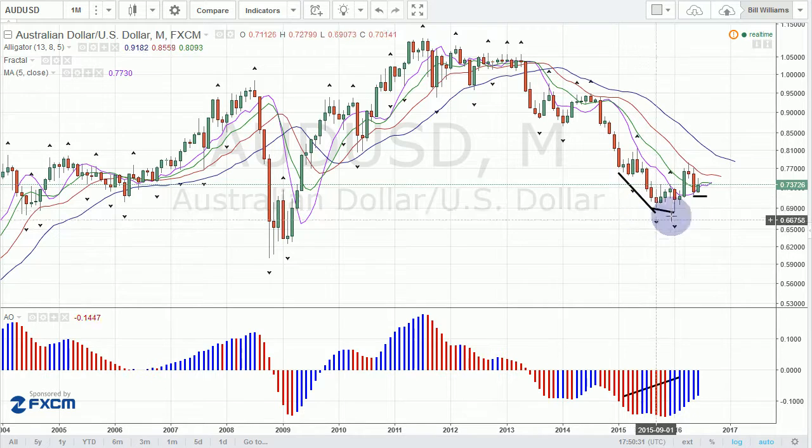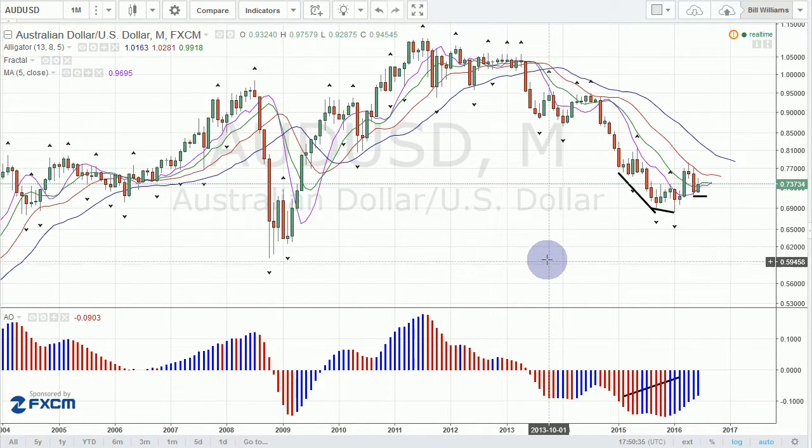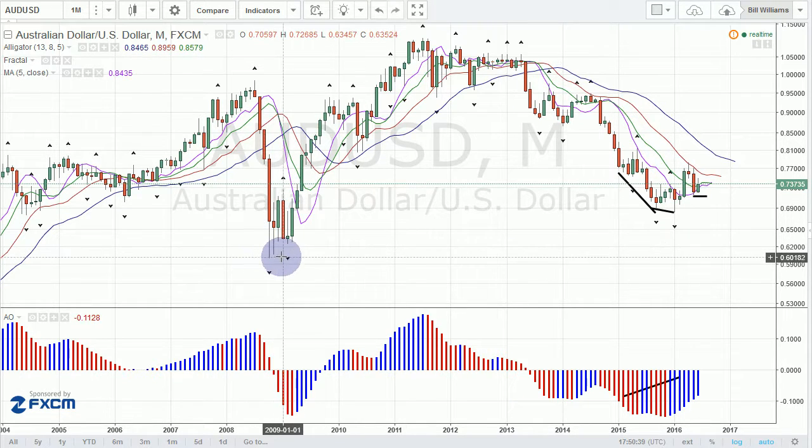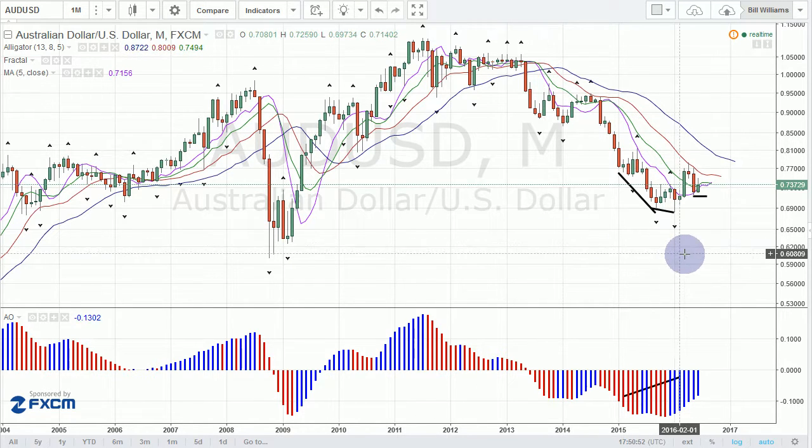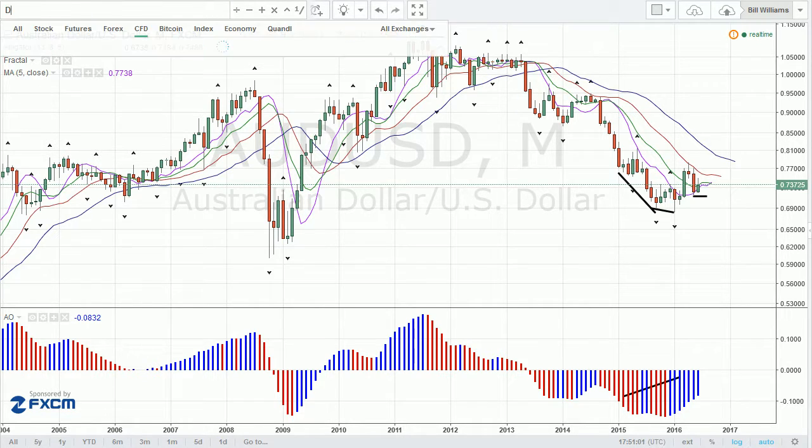You do get a new support area in this fractal zone. The next one will be right on this level here. When you take a look at the low from 2008, that is at 0.6018 actually. We do have a little bit to go until we are hitting that price level. So all of those currency pairs against the dollar seem to be heading downwards.